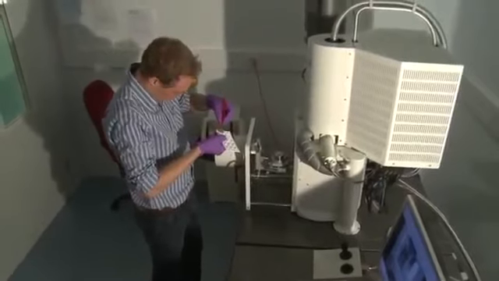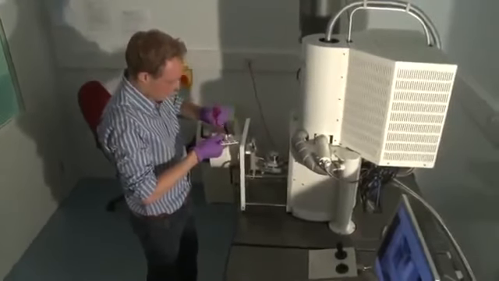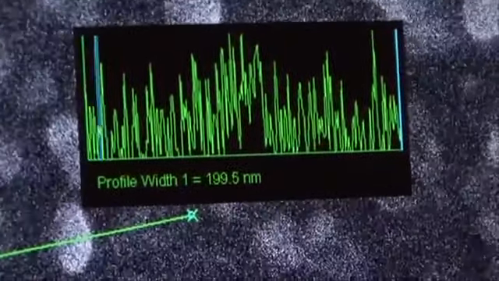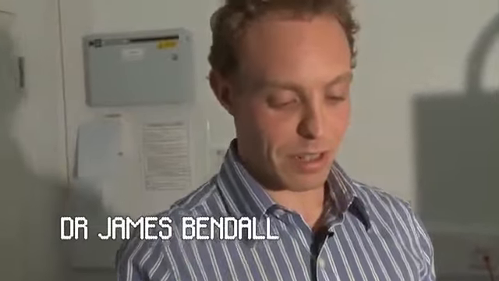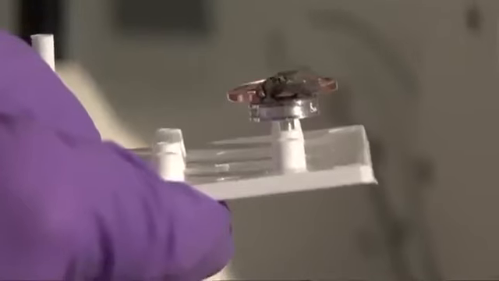To explore the nanoscale, we use very powerful machines called electron microscopes. Today we're going to look at two things that you may have seen before. We're going to look at a fly and a coin.